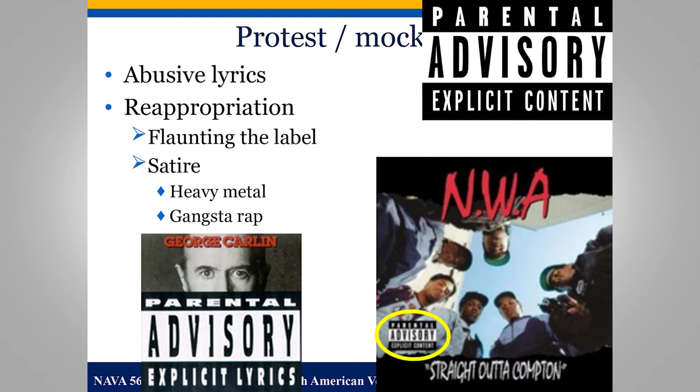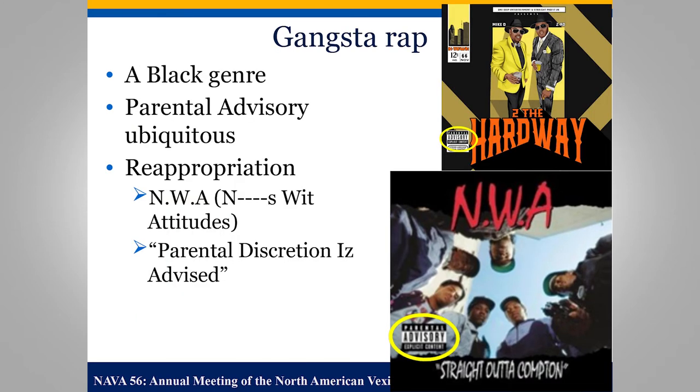Here's George Carlin, a comedian. He makes the label more than half the size of his record cover. You know what's in there. It's explicit. And it's funny, too. And then there are two musical genres which do the satire, heavy metal and gangster rap. Now, we're going to focus on gangster rap because gangster rap is a black genre, heavy metal a largely white genre. We're going to focus on the black aspect of it.